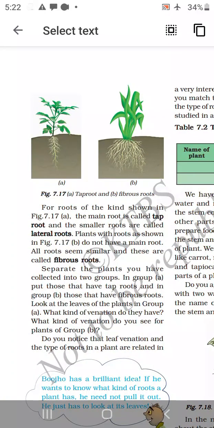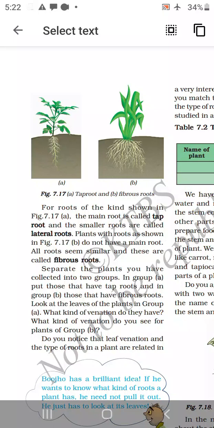There are two kinds of roots. As given in the diagram, A is called a tap root, which has branches called lateral roots, and the root in part B is called fibrous root.